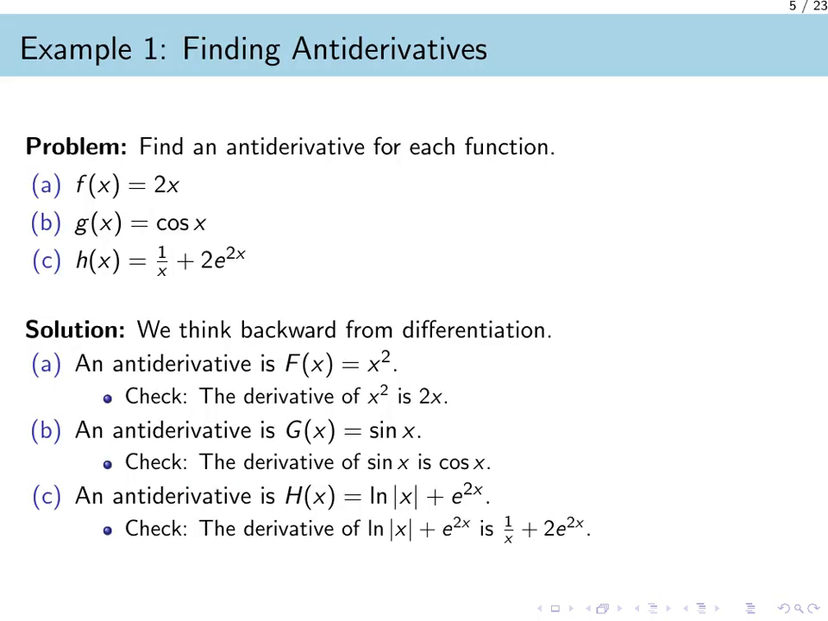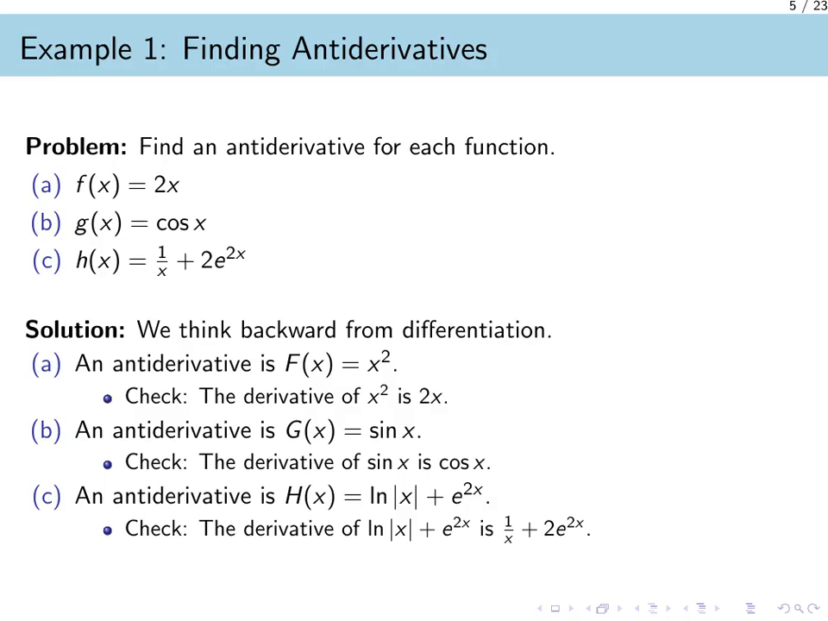Let us practice finding antiderivatives by essentially reversing the process of differentiation we already know. The core task is to look at a function, like f of x equals 2x, and ask ourselves, what function, when I take its derivative, gives me this result? From our experience with the power rule, we know that the derivative of x squared is exactly 2x, so x squared is an antiderivative. We can apply the same backward thinking to trigonometric functions.